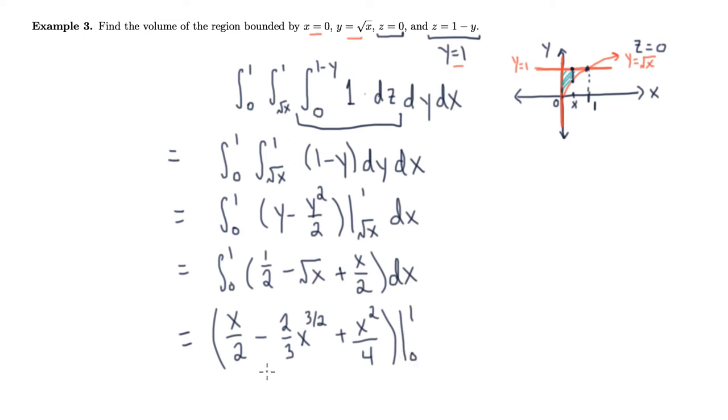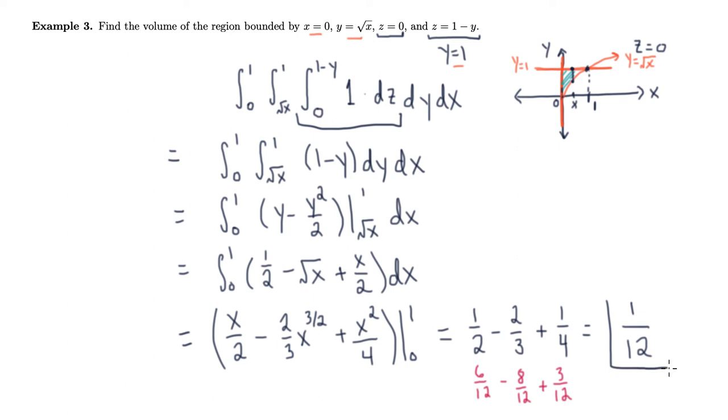When I plug in 0, I'll get 0. So I just plug in 1 for x, and I get 1/2 minus 2/3 plus 1/4. So let's practice our fraction addition. It looks like we're going to have to use 12. So this is 6 over 12 minus 8 over 12 plus 3 over 12. But that's just 6 minus 8 plus 3, that's 1. So 1 over 12 is our final answer. That's the volume of this region bounded by these surfaces.